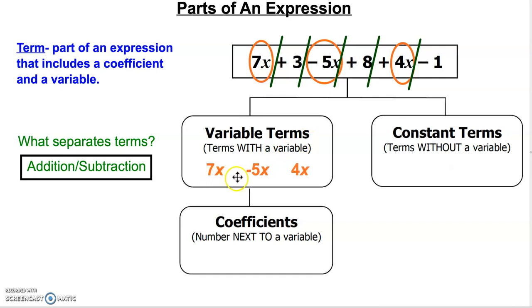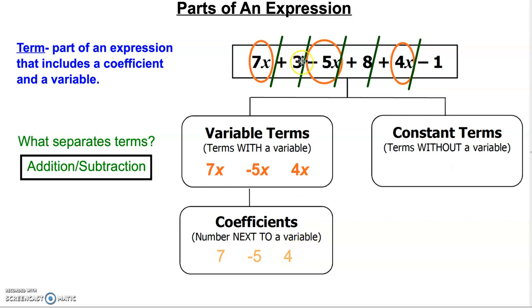So 7x is a variable term, negative 5x, and 4x. These variable terms have numbers and variables. The numbers in front of the variable or next to the variable are called coefficients. So the coefficients with each one of those terms are 7, negative 5, and 4.